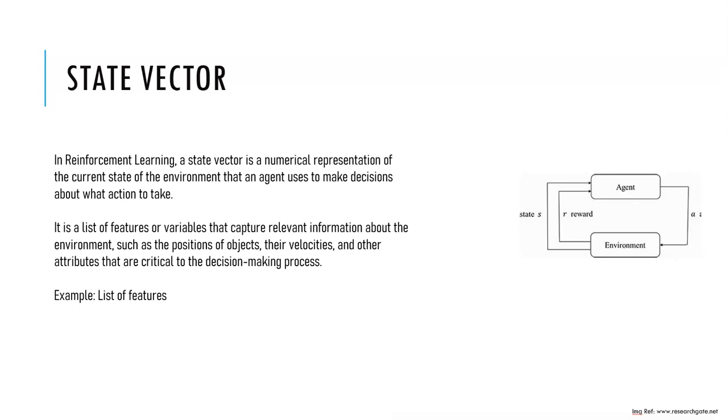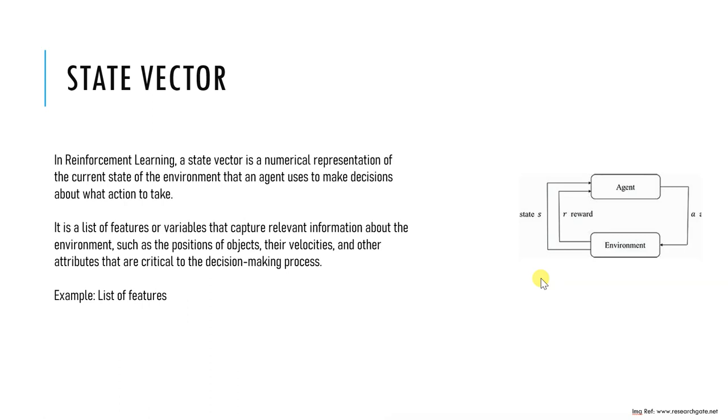Now let's understand state vector and policy. Think of a state vector like a list of features. It's a variable that captures relevant information about the environment. The state vector can be thought of as a snapshot of the environment that encapsulates all the necessary information required for the agent to choose its next action.